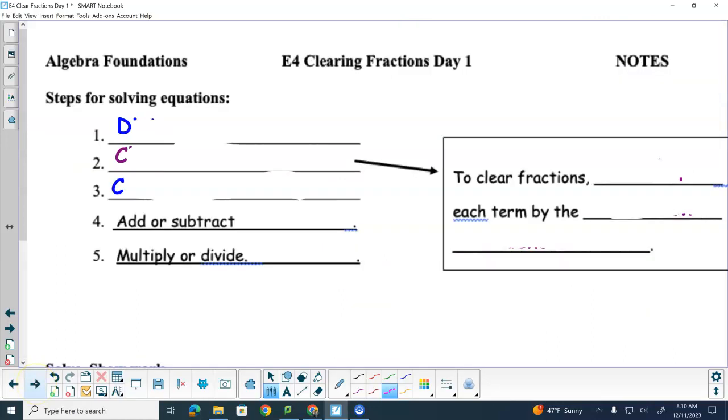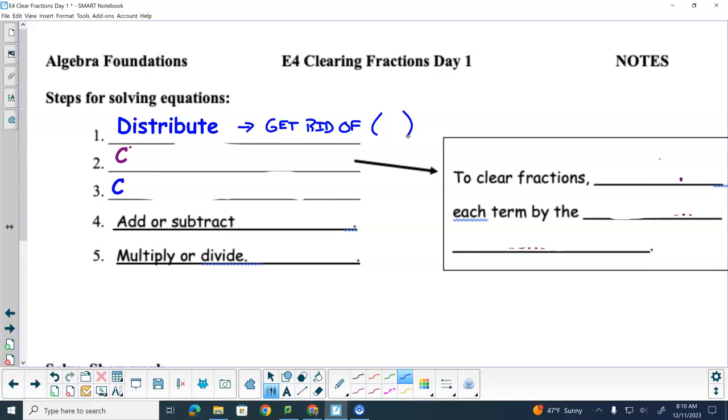So, one more time. What are our 5 steps? Step number 1. Distribute. What do we do when we distribute, Jesse? Or what are we doing? Getting rid of the parentheses. Yep, exactly. We distribute to get rid of parentheses. Step 2, I'm going to skip because that's going to be the focus of today. So we'll come back to that.